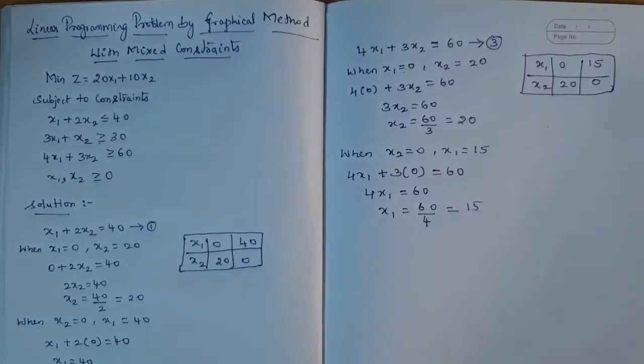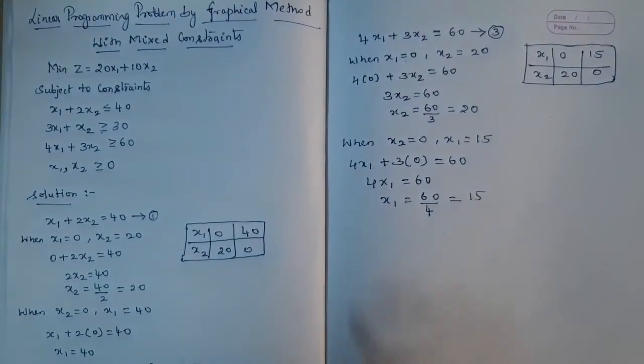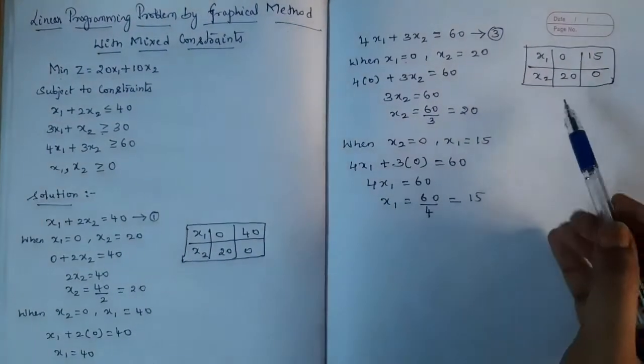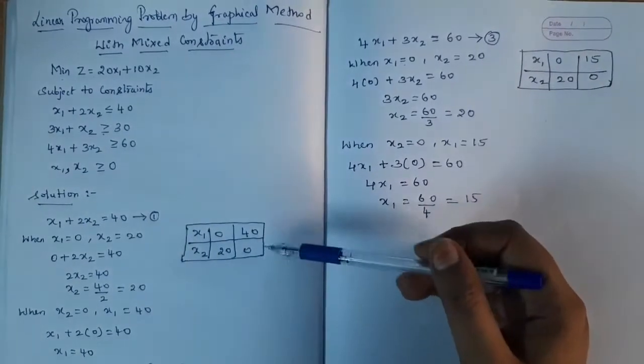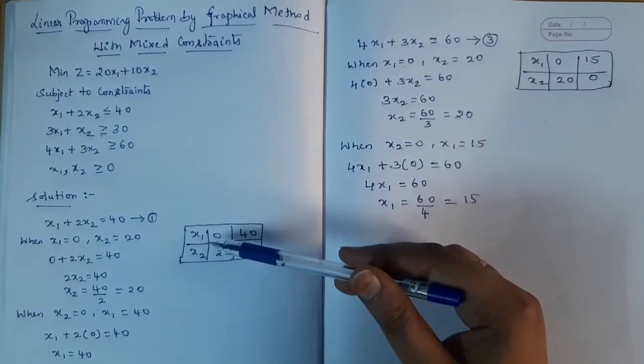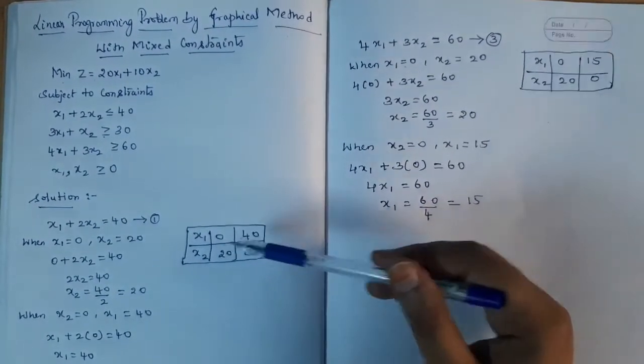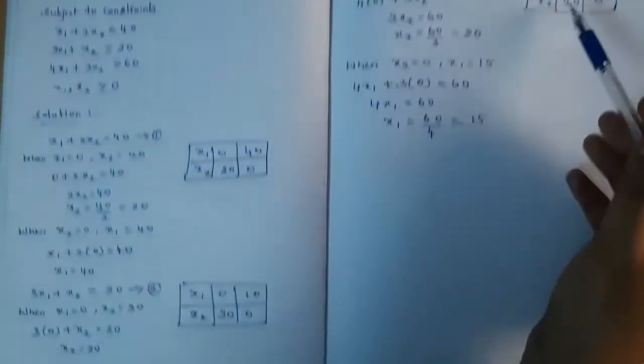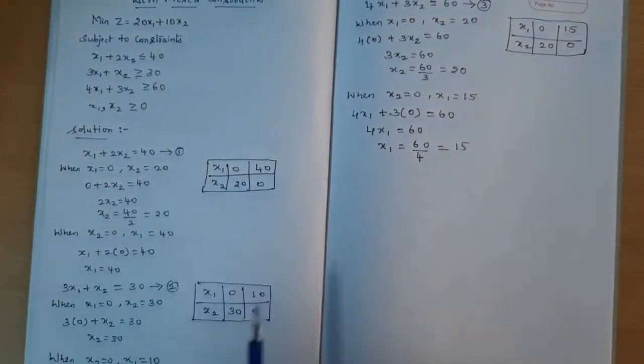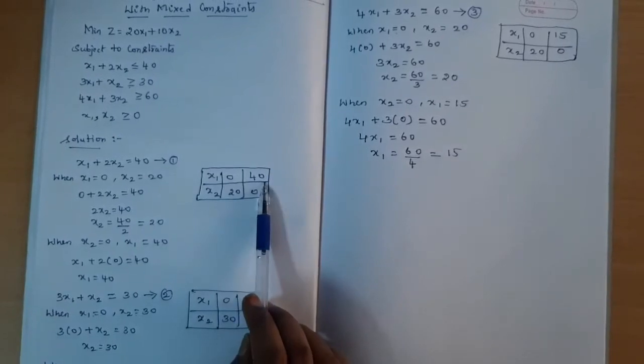Now let us plot the graph. So before plotting the graph, let us compare the table which we have got using three constraints. So first x1. In all the three tables, see which is the highest value in the x1 variable. The highest value in the x1 variable is 40.